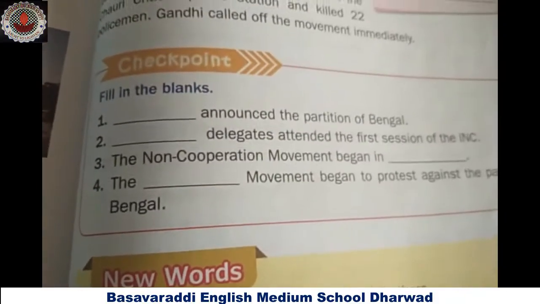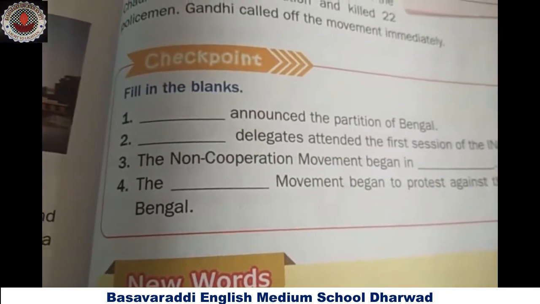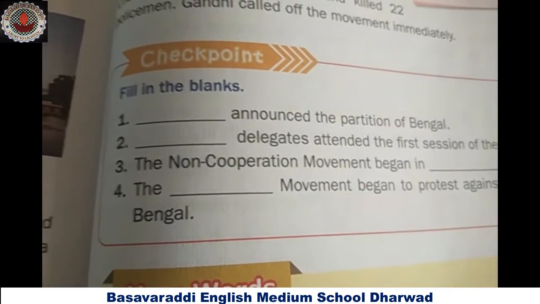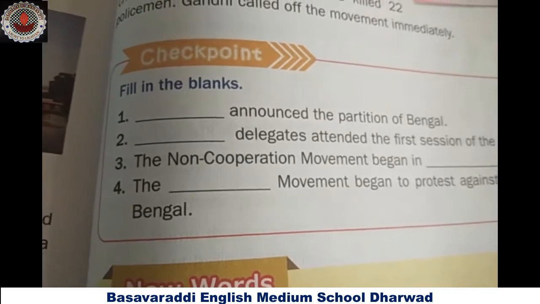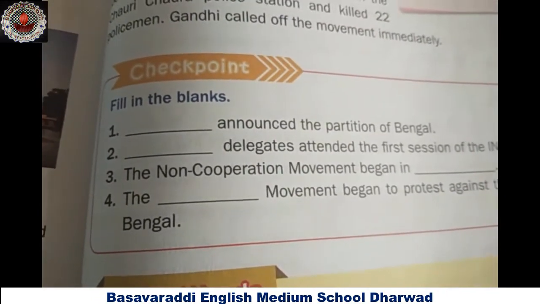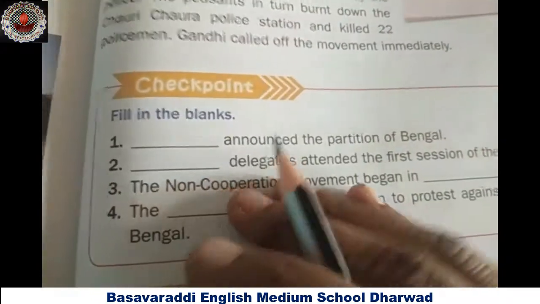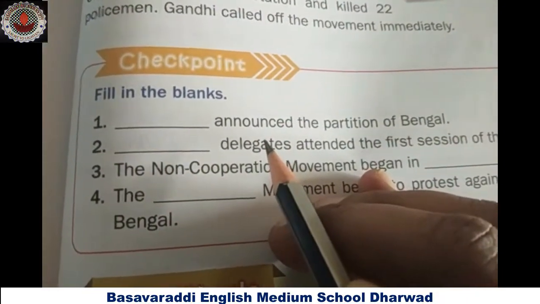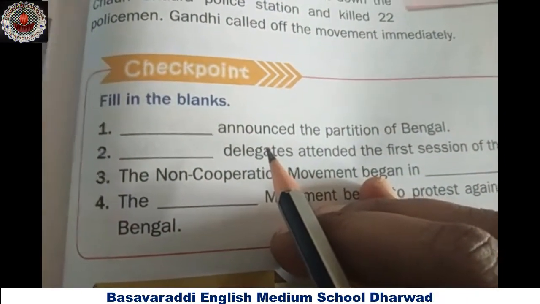Children, today we will discuss the 5th standard 7th chapter, India's struggle for independence. First we will discuss the checkpoint. Fill in the blanks. Question number 1.